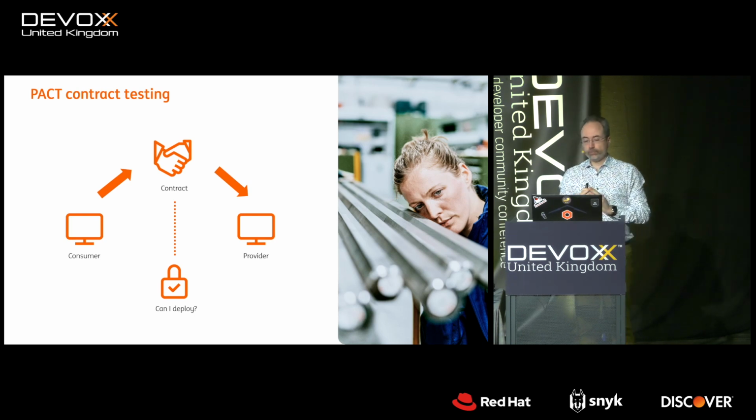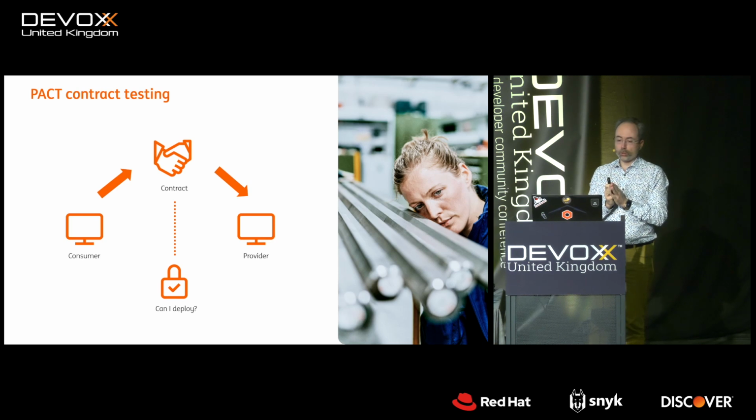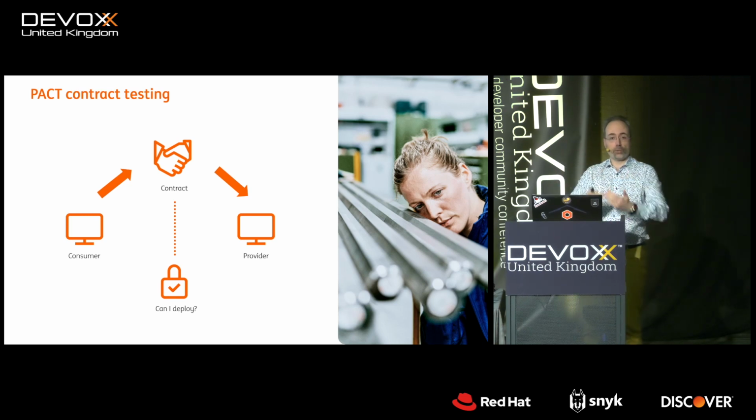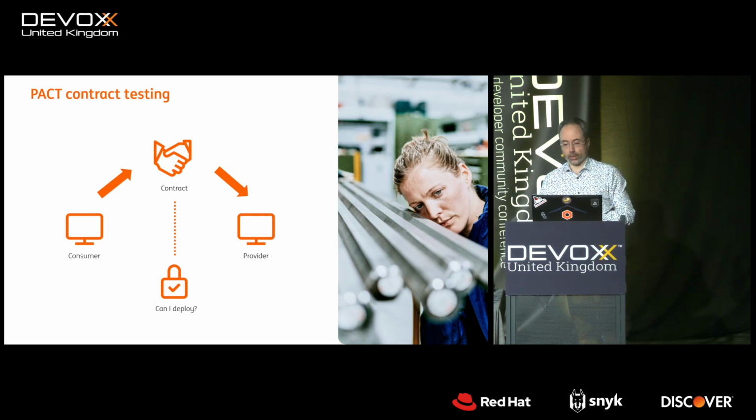Additionally, we include a can I deploy gate that teams can use to ensure that in case there is a mistake, a test is failing, then the artifact does not get any further down the line.